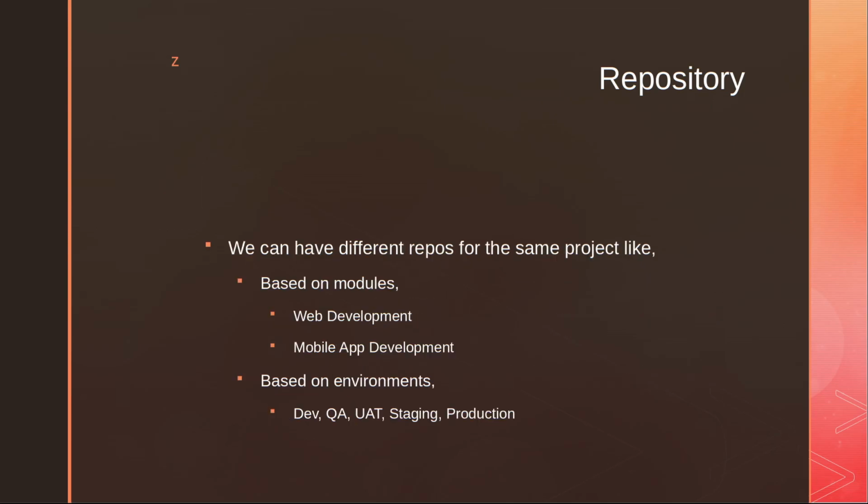We can have different repositories for the same project, based on the modules. Like if you have a project in which you need to work on web development and mobile app development, then you might have two different repositories for those mobile and web development teams. One repository will be for web development, another for mobile app development. Based on environment as well, you can have different repositories like development, QA, UAT, staging and production. But there is no specific standard rule to create these repositories. It is entirely based on the person, on how he is preparing the Git architecture.